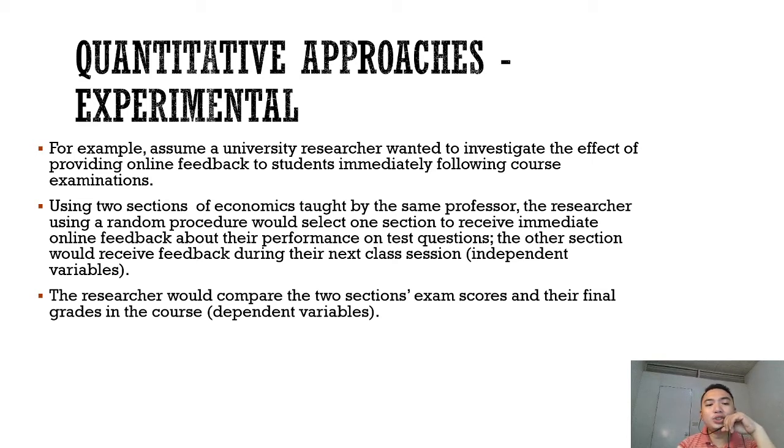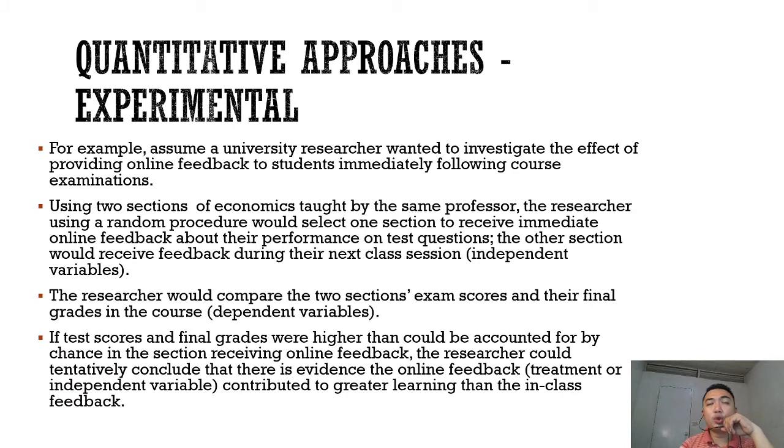And then the researcher would compare the two section exam scores and their final grades in the course, which is the dependent variable. So if test scores and final grades were higher than could be accounted for by chance in the section receiving online feedback, the researcher could tentatively conclude that there is evidence the online feedback treatment, or the independent variable, contributed to greater learning than in-class feedback.